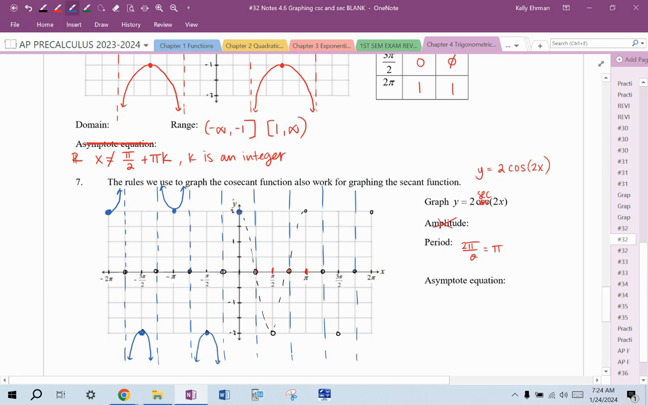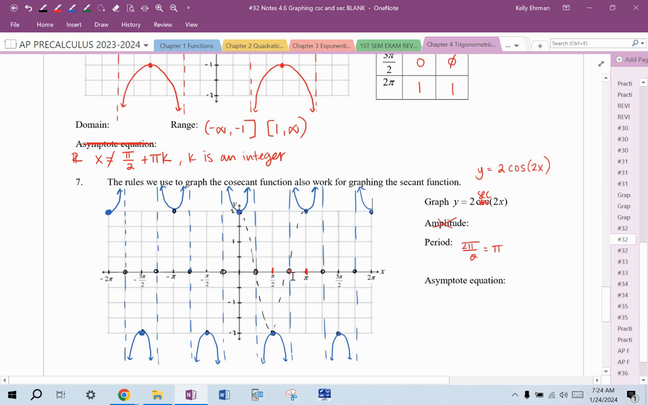For our AP exam, we're not going to be sketching a lot of these graphs by hand, but we have to be really familiar with how the graphs are generated so that we can match graphs to their proper equations and answer questions about them. So the skill is important to have, even if you might not be graphing by hand all over your AP exam. What about the asymptote equation?